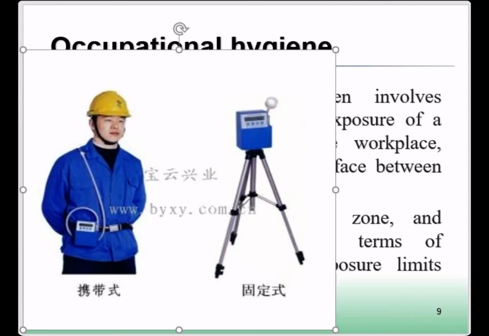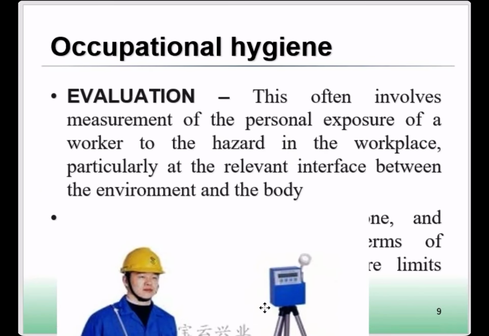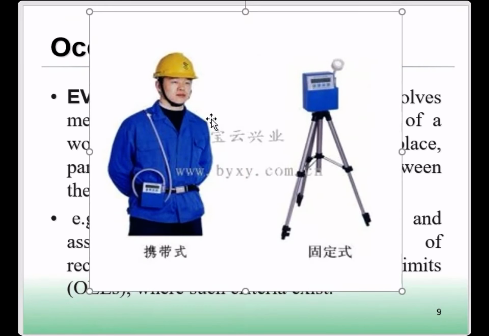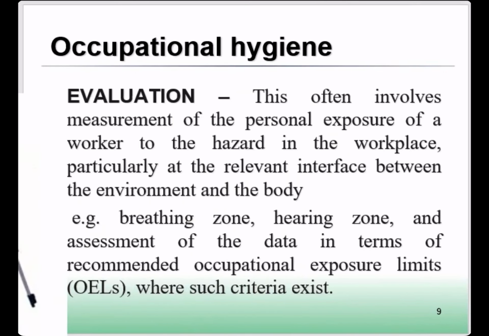Evaluation often involves measurement of personal exposure of workers to the hazard in the workplace, particularly at the relevant interface between the environment and the body. Look at this picture, you will see two different types of measurement. The first one you can hang on the worker. The second one you can put on the floor, but the height should be as high as the worker's breathing place. So the two different types of measurement can help you measure the personal exposure of a worker to the hazard in the workplace. So the breathing zone is important for the measurement. And if you want to test whether anything will hurt the workers' hearing, the hearing zone is also important.